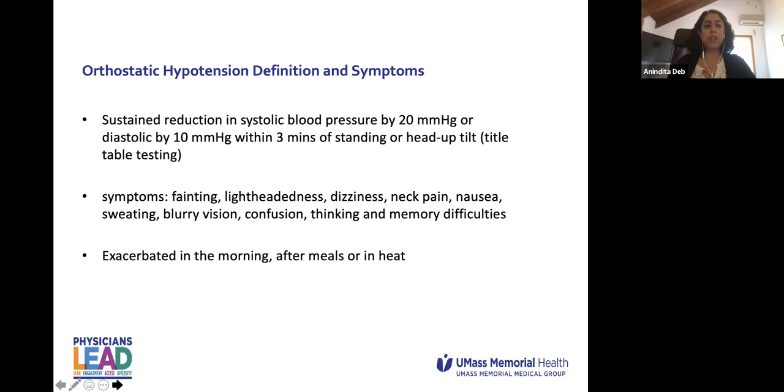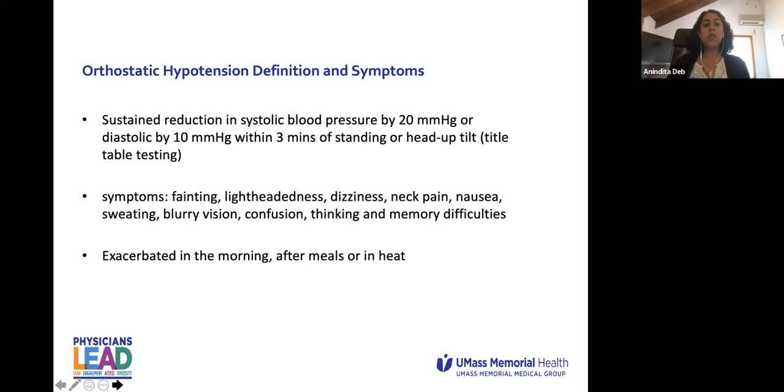So what is the definition of orthostatic hypotension? It's a sustained reduction in systolic blood pressure by 20 millimeters of mercury or diastolic by 10 millimeters of mercury within 3 minutes of standing or head up tilt. So what does this mean? When you read a blood pressure such as 120/80, the top number is the systolic, the bottom number is the diastolic.